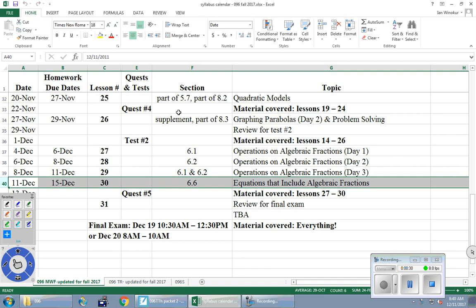Coming up on Wednesday is our fifth and final quest. It is on 27 through 30, which is all of the fraction stuff, including today. Coming up on Friday, and then also a week from today, Monday, are review days for the final exam, I should say, which is a week from Wednesday. Any questions on any of that?